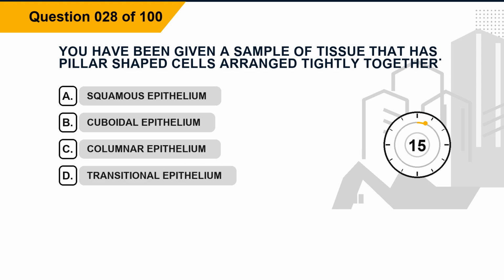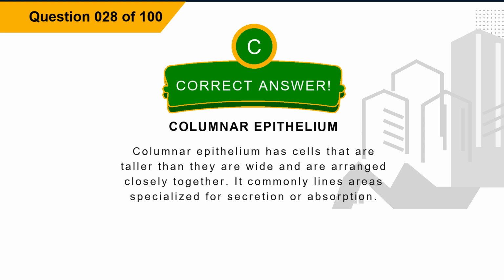Question 28. You have been given a sample of tissue that has pillar-shaped cells arranged tightly together. Option A, squamous epithelium. Option B, cuboidal epithelium. Option C, columnar epithelium. Option D, transitional epithelium. The correct answer is option C, columnar epithelium.